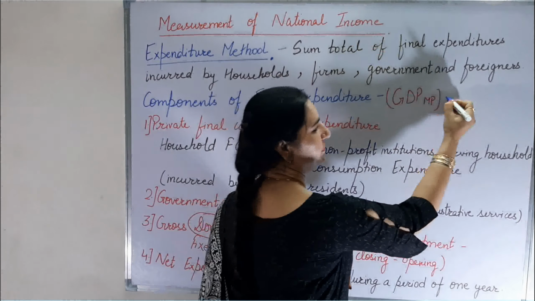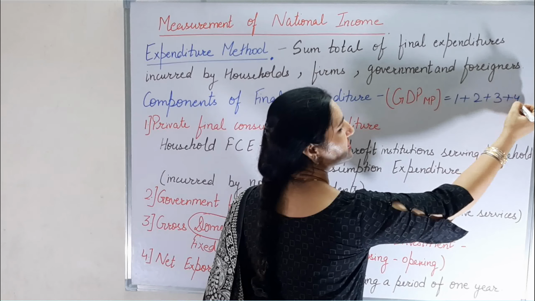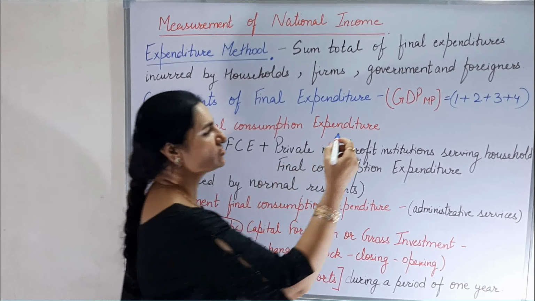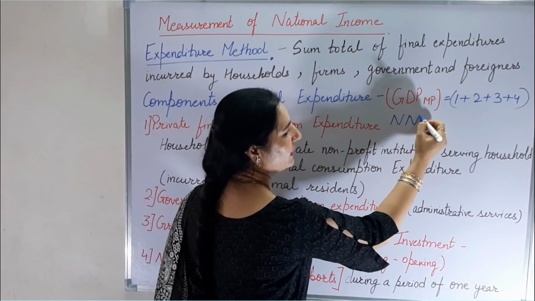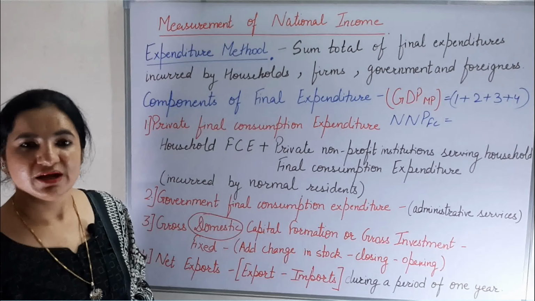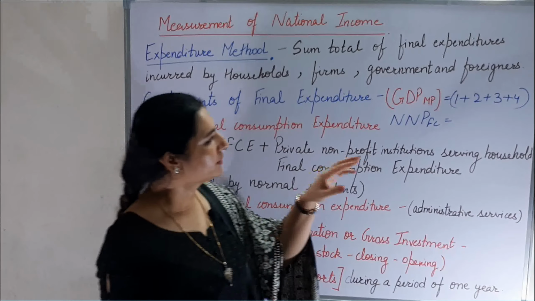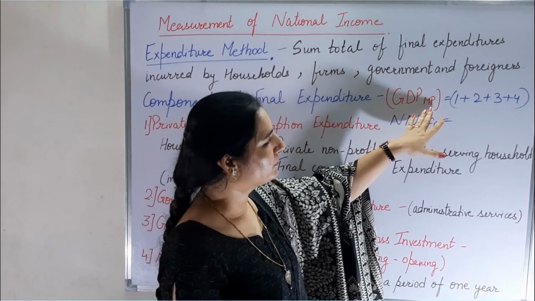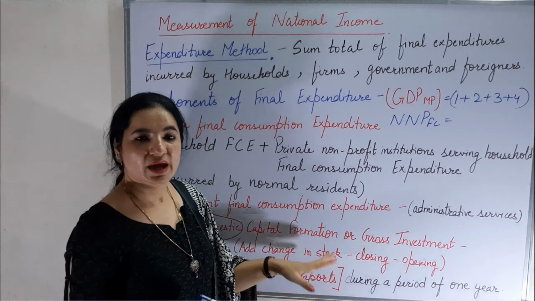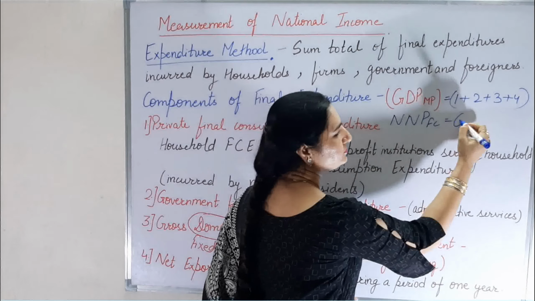So GDP at MP will be equal to 1 plus 2 plus 3 plus 4. Out of this, when we are asked to arrive at national income, that is NNP at FC, we need to apply the formula which we have already learnt in earlier classes. Still I'll tell you, when we arrive at GDP at MP, we will have the figures, and when we add all these figures we will arrive at GDP at MP.